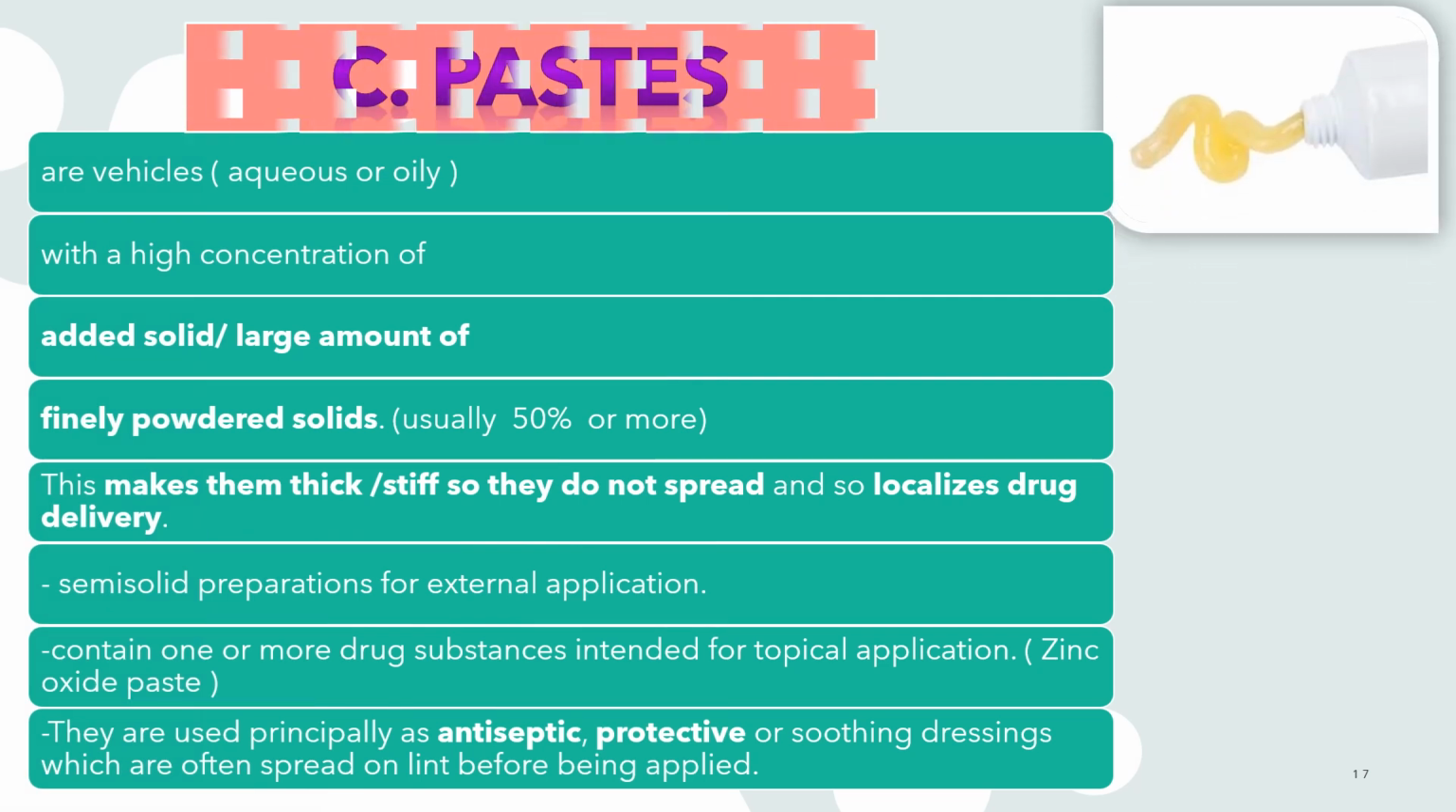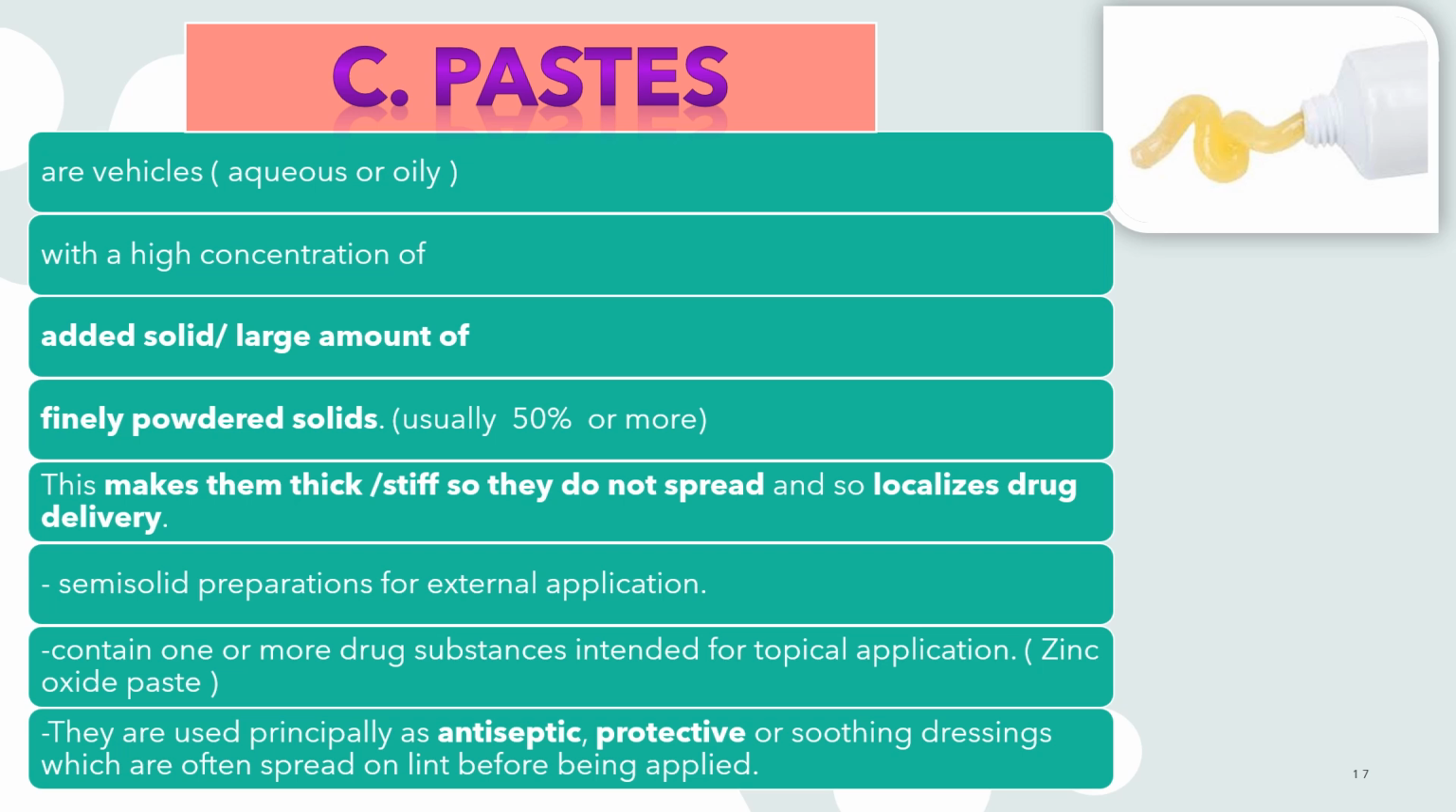The third form of the SSD is paste. Pastes are vehicles, whether in the aqueous or oily phase. They have a high concentration of added solid, a large amount of finely powdered solid, usually around 50% or more. Due to the finely powdered solid, this ingredient makes them thick or stiff. So pastes usually do not spread and so provide localized drug delivery.